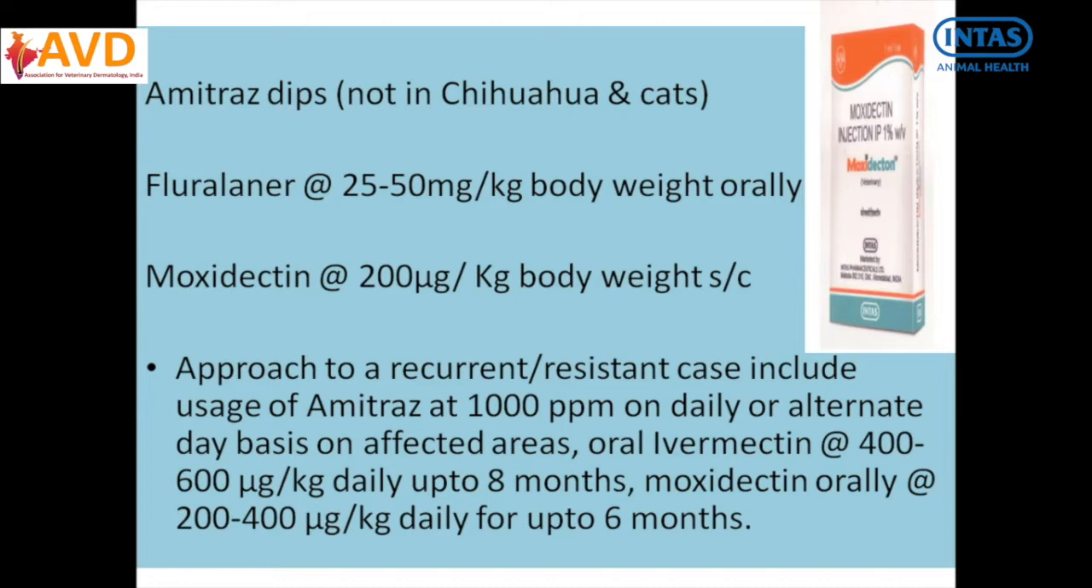And moxidectin also can be orally tried at a dose rate of 200 to 400 microgram per kg daily for up to 6 months. So moxidectin, you can try it for 6 months. Ivermectin orally can be given at a dose rate of 400 to 600 microgram for 8-month period.